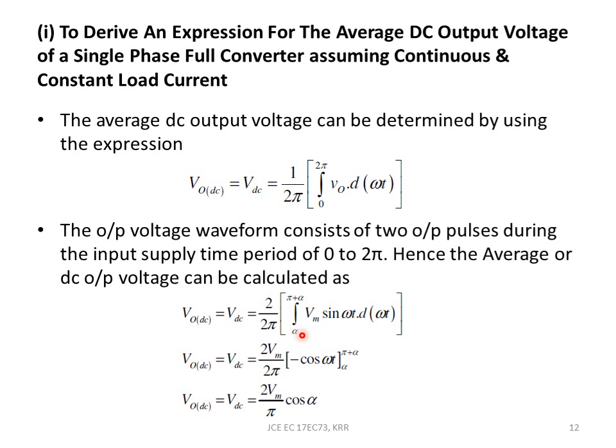Since the conduction is from alpha to pi plus alpha, and Vm sin omega t is the input signal, because the output is the same as the input during this period. Integrating sine, which gives minus cos omega t, we get 2 Vm by 2 pi, and we put the limits alpha to pi plus alpha. See, the new formula for the full controlled converter is 2 Vm by pi cos alpha. It is a different formula as compared to the DC output for a semi converter or a half converter.